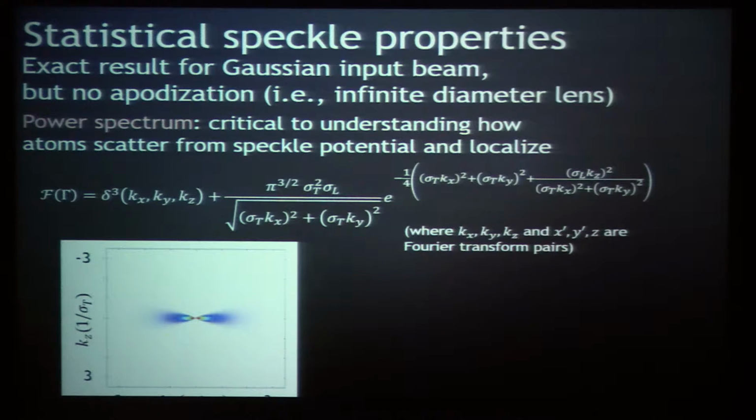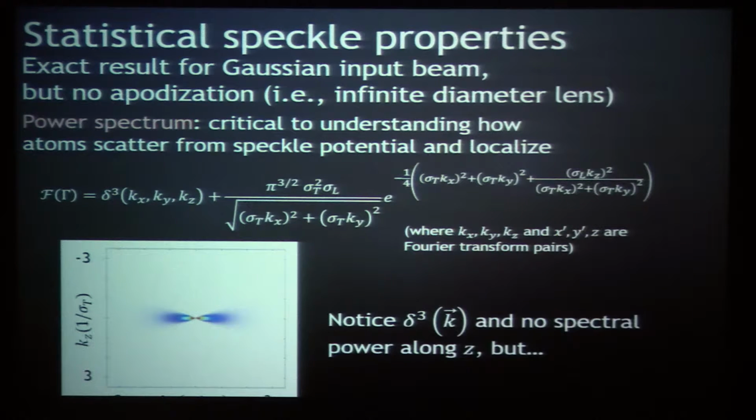using such a distribution, giving rise to various very strange kind of localization phenomena. But this is not physical. All right, this is something where you have an infinite diameter lens, and of course that's not a physical thing, and that's what's giving rise to things like this delta function in the power spectrum and this fact that there's no weight along the z direction. But it is a calculable limit you can take.